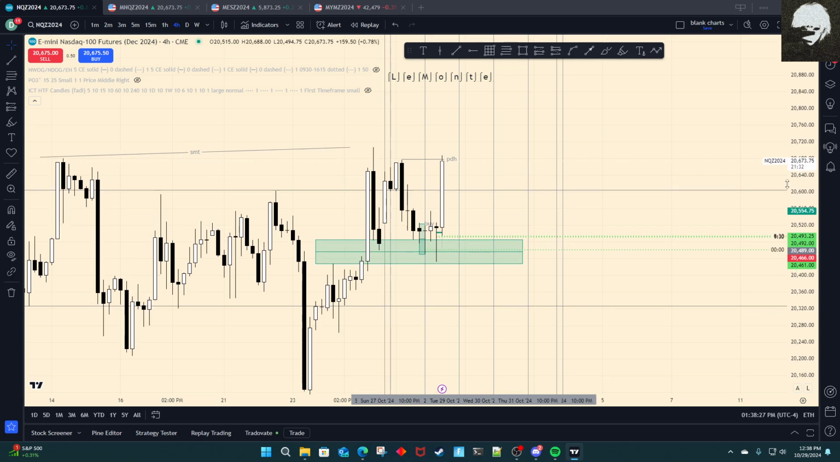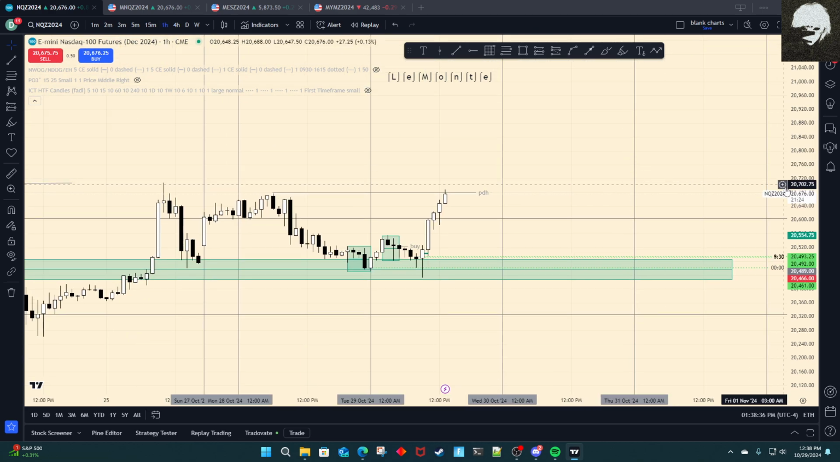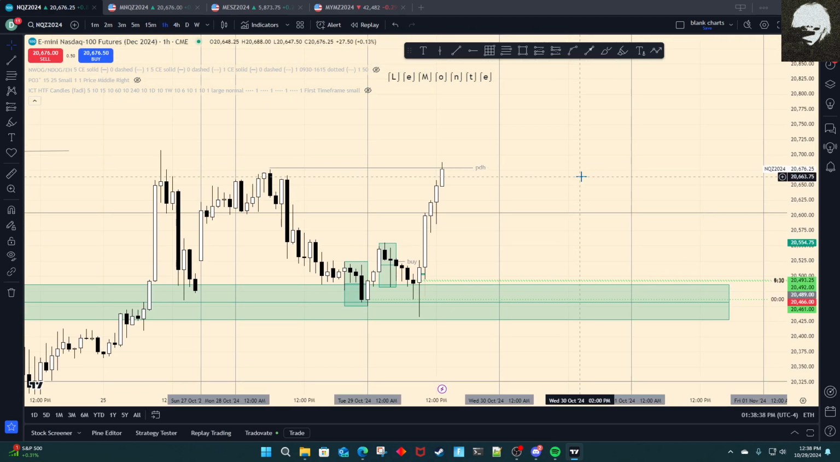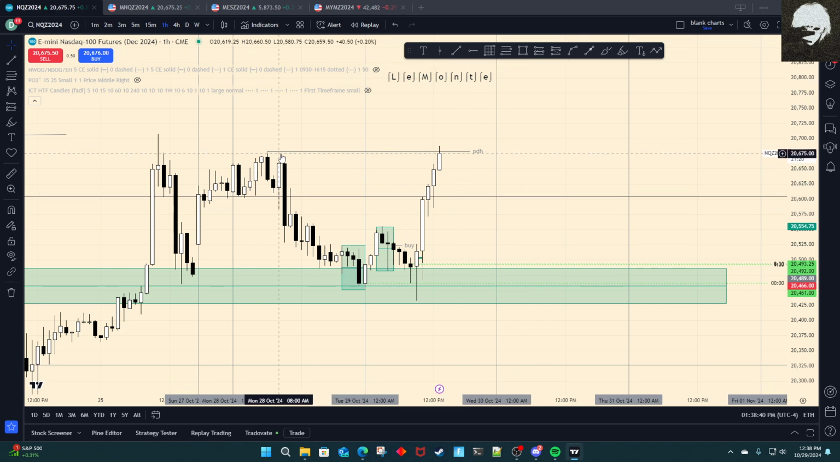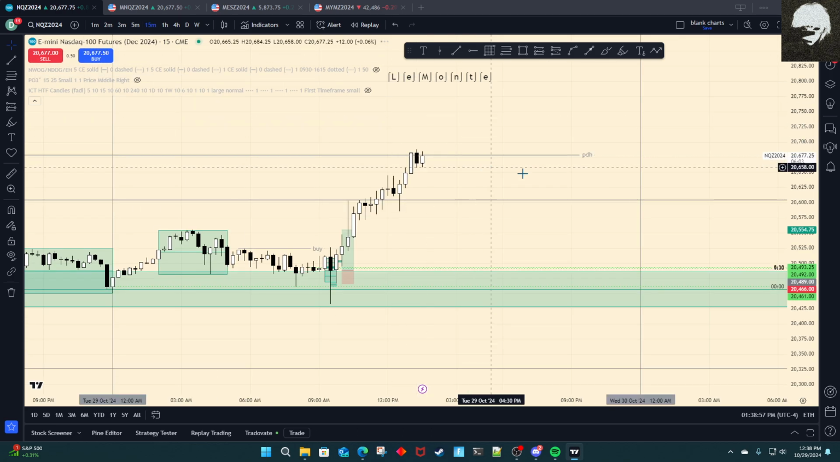4 hour, not a ton on the 4 hour. It's kind of a breaker, but it's been in it way too long. Monday's high, easy target. Monday's low, another easy target. This was the 930 manipulation. New week opening gap we filled yesterday. It was pretty easy short.